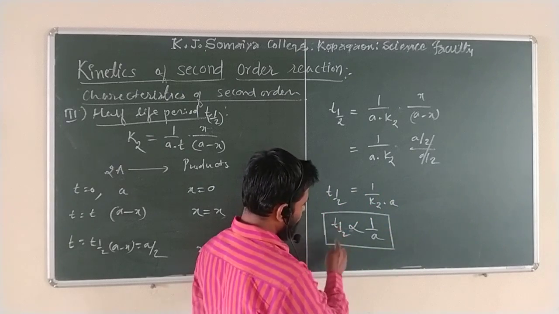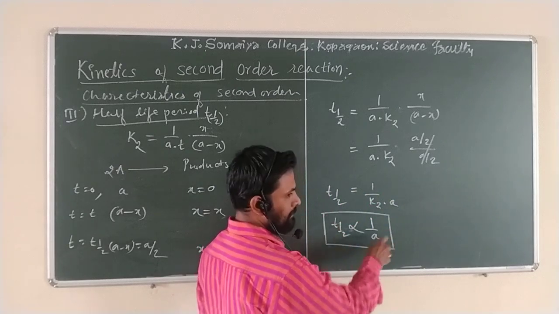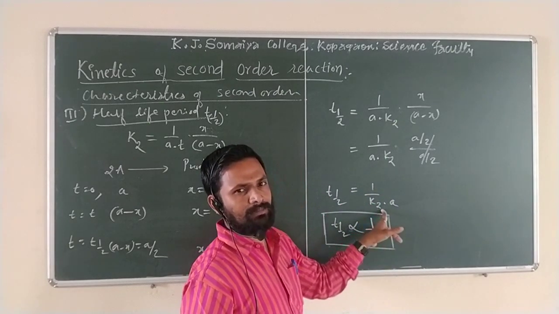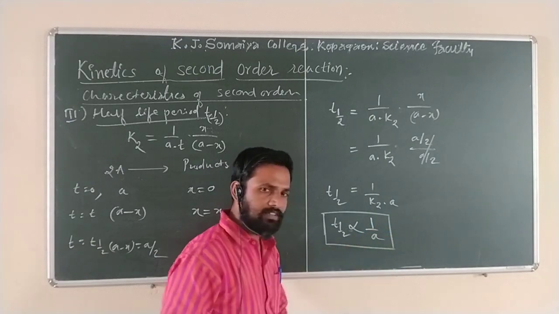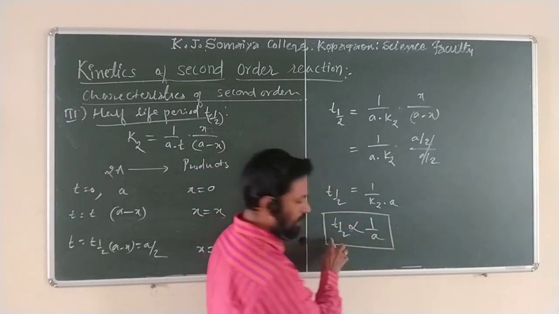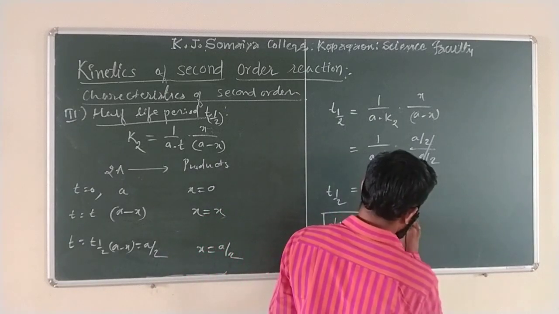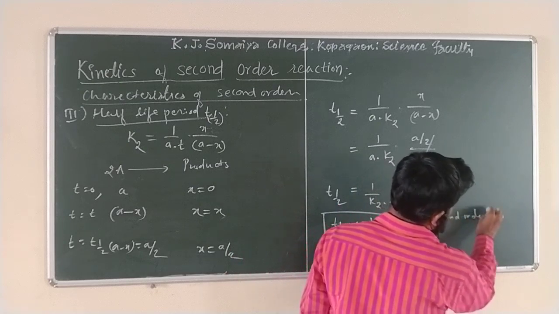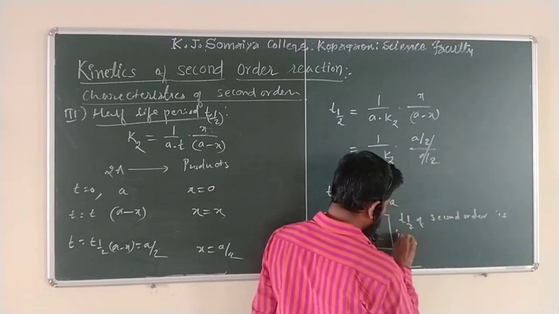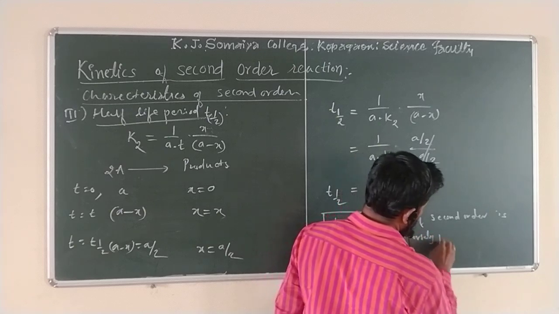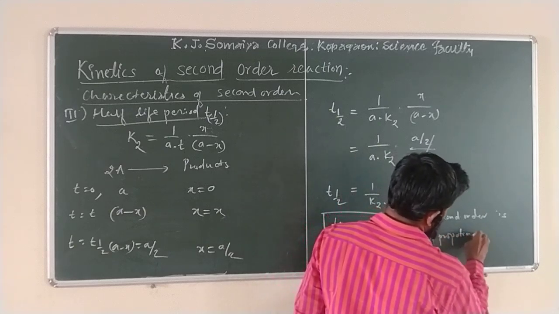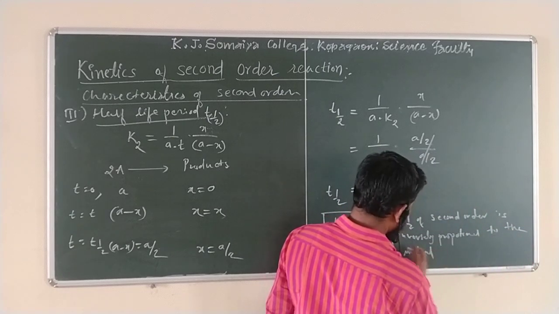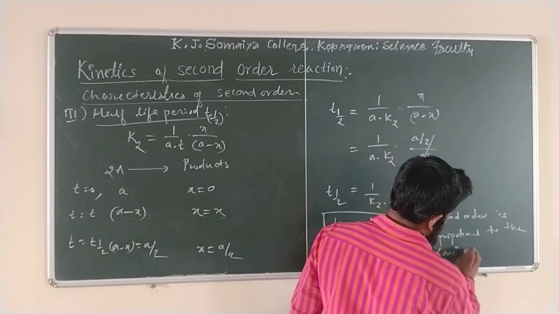So here, directly can I say that t half of a second order reaction is inversely proportional to the initial concentration? Because this is a constant value, I removed it. This is a constant. So finally, we can say that the half-life period of a second order reaction, t half, is inversely proportional to the initial concentration of reactant.